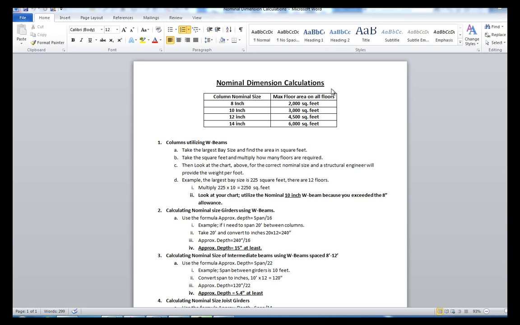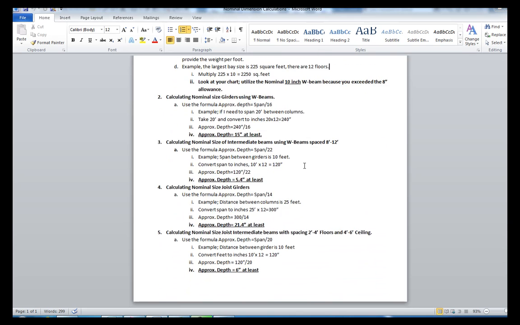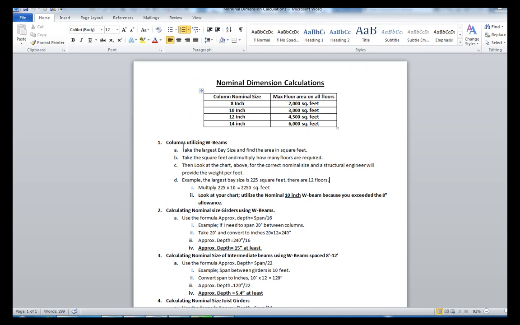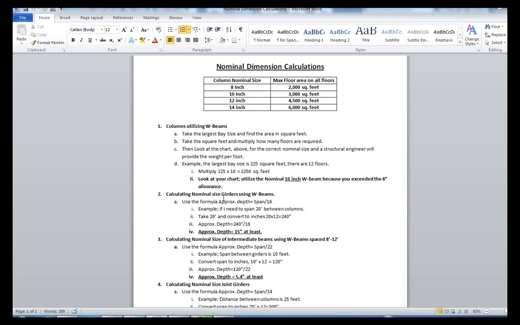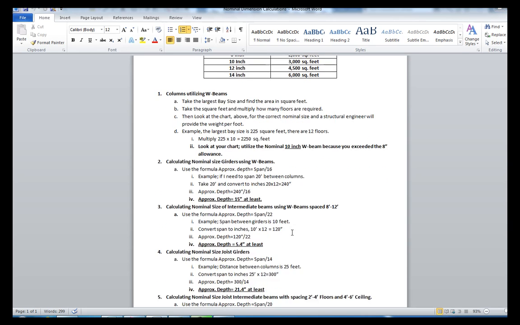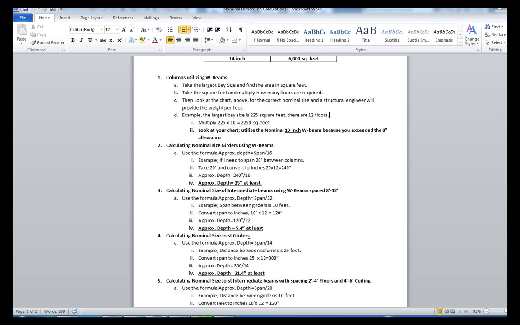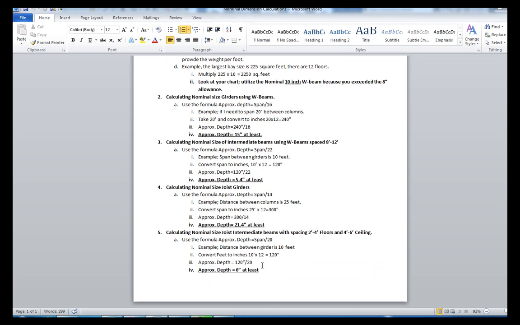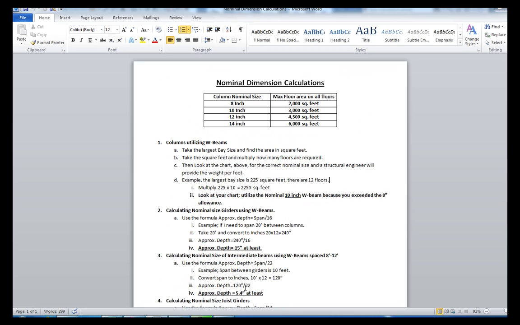and that is found on Blackboard. Now, this is just an example. This is an example of how to calculate what column size you need if you're using W beams. You're going to calculate the nominal size of W beams used as girders, W beams used as intermediate beams. Then we'll get into joist girders and then joist, and we'll show you how to do all that here in this lesson. So first thing I want to do is I want to jump over here.